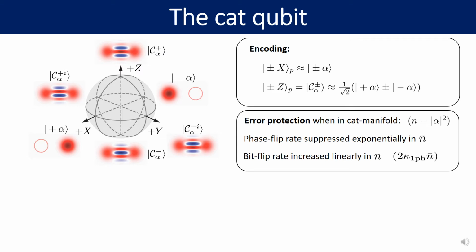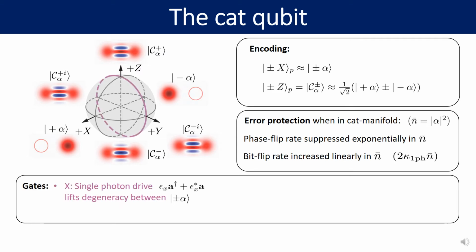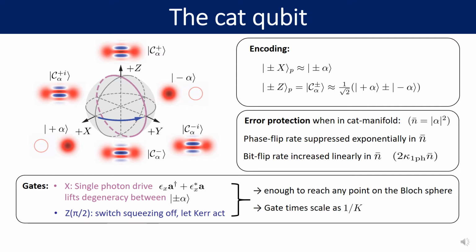So speaking of operations, what can we do here? Well, we can perform a continuous X-gate, which is based on applying an additional single photon drive that lifts the degeneracy between plus and minus alpha, and I'll explain that in detail later. And then we can do a discrete Z pi over 2 rotation based on switching the squeezing drive off and letting Kerr act, and I'll briefly touch on this later. What I want to say here is just that these two together are enough to reach any point on the surface of the Bloch sphere.